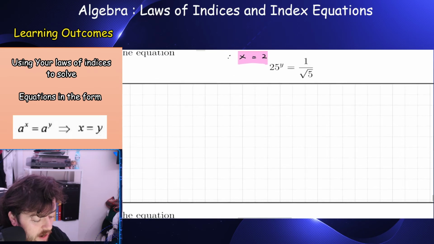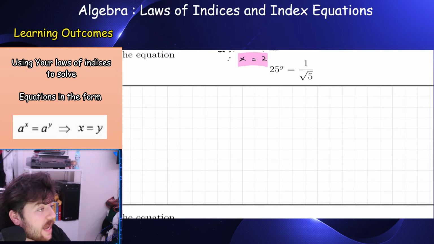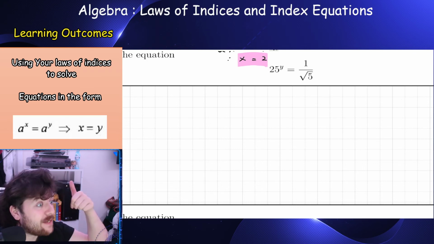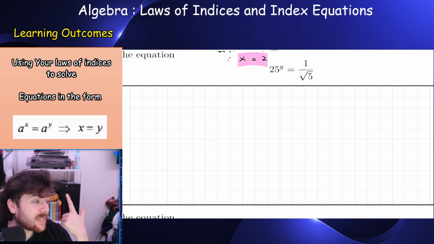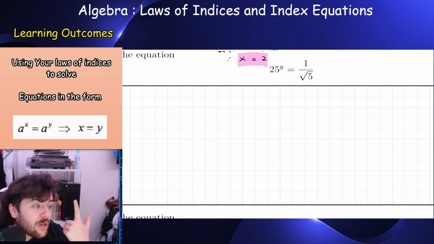Right, next one here. I'm dealing with fractions and square roots. I am dealing with negatives. First of all, the fraction tells me I'm dealing with a negative power, and then the square root is telling me I'm dealing with a fractional power. So they are something I need to be aware of.